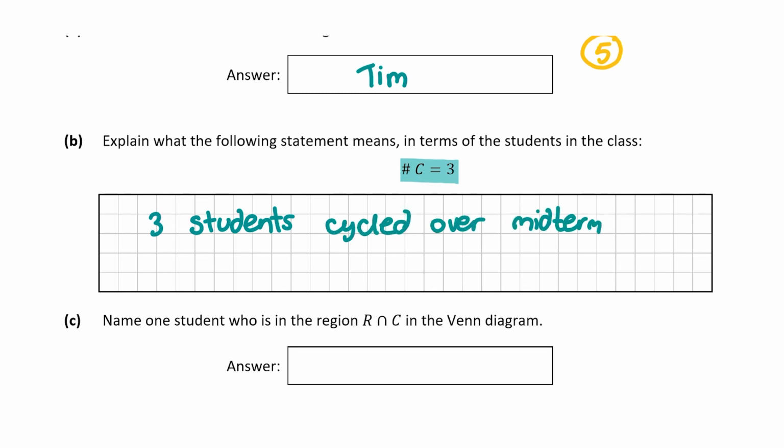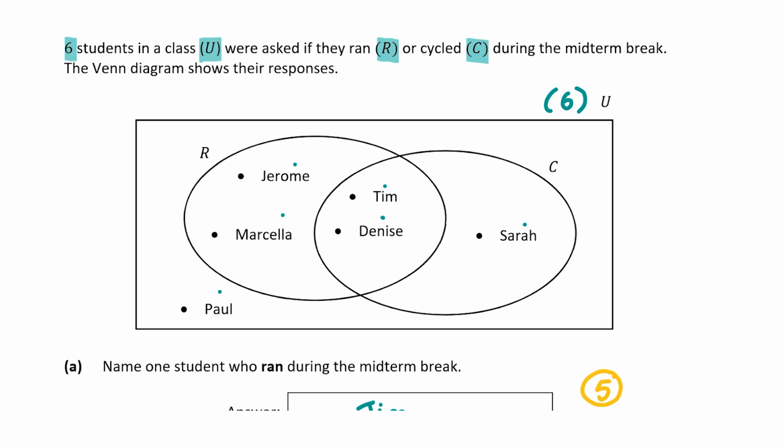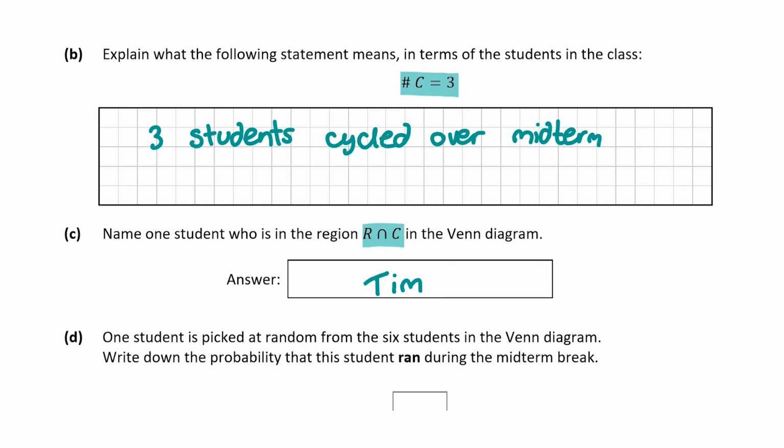Now question C asks us to name one student who is in the region R intersection C in the Venn diagram. So R intersection C is those students who are in the R set and in the C set. So the students who ran and cycled. So we're asked to name one student. So R intersection C is this set here. So Tim and Denise both ran and cycled. So either of these students, Tim or Denise, again, I'm going to write Tim just because it's the easiest to write. But either Tim or Denise would give you the marks here. And so for question B and C both, you're going to get a total of 5 marks altogether.